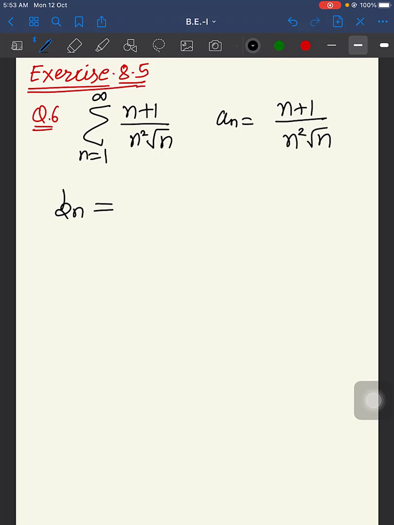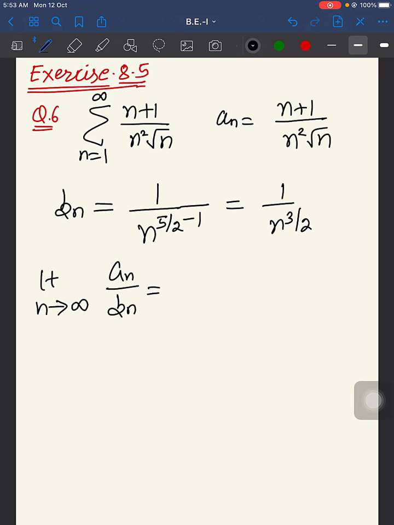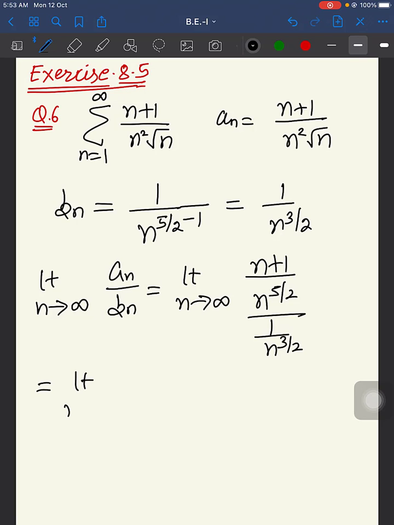So if you see that you have n to the power 5/2 in the denominator and n in the numerator, you choose Bn to be 1 by n raised to power 3/2. Now for the limit comparison test, you take the limit as n tends to infinity of An upon Bn, which is (n plus 1) by n^(5/2) into n^(3/2). Right. So if you cancel these terms, what do you get?